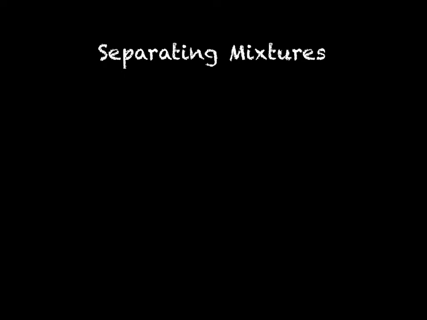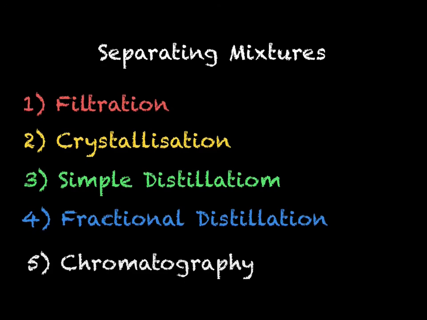For GCSE, you also need to be able to identify how to separate mixtures. Unlike in a compound, there are no chemical bonds between the different parts of a mixture. This means that they can easily be separated. This can be done via filtration, crystallization, simple distillation, fractional distillation, or chromatography. We will look at each of these in more detail in the next tutorial video.